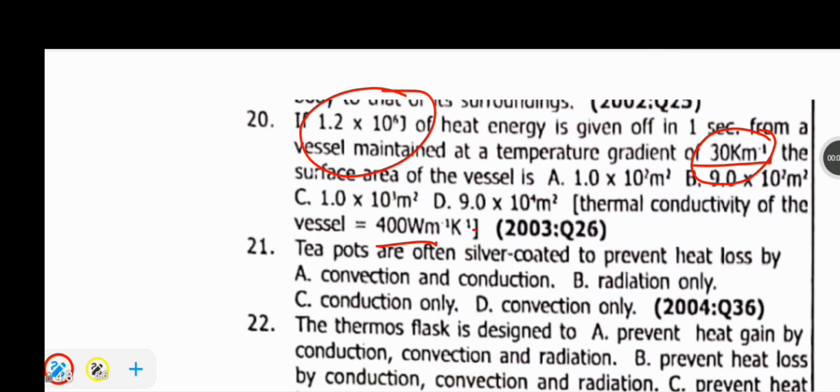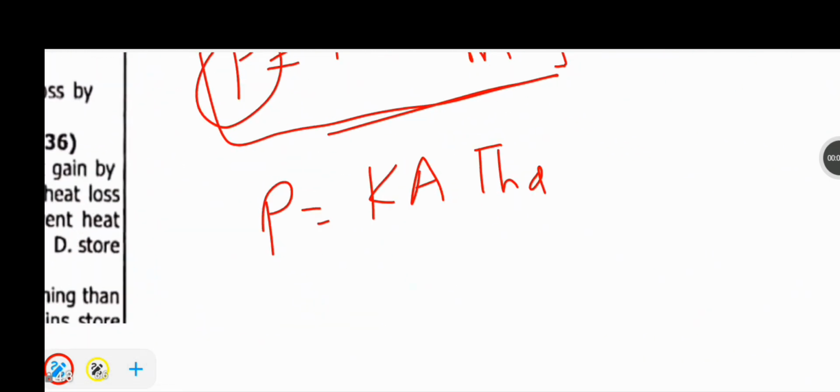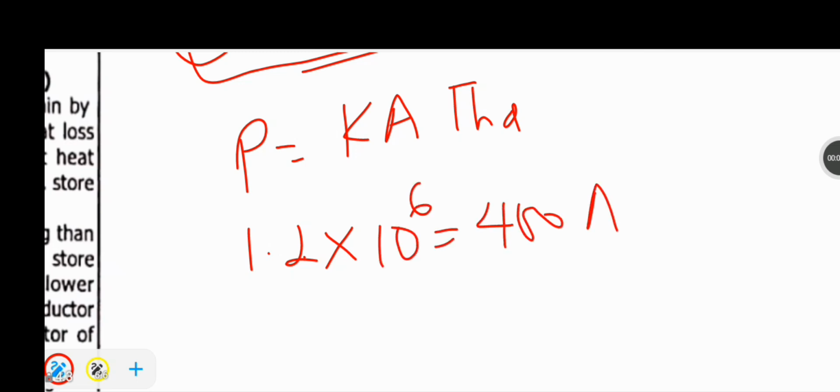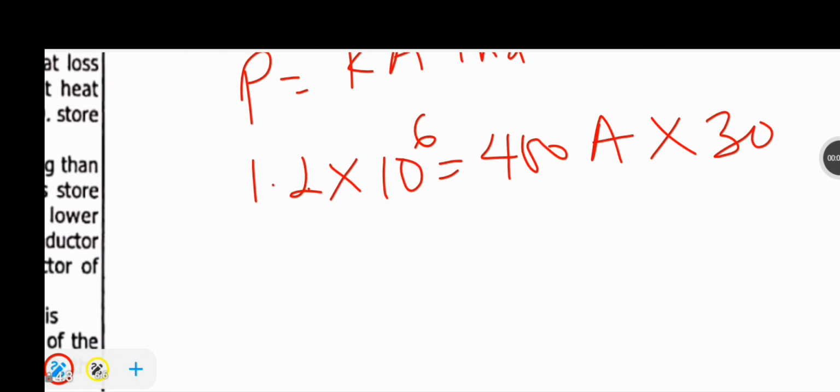Energy is 1.2 times 10 to the power 6. This is the time. This is K. So just substitute into the formula and get your answer. Your K is 400. You're told to find A, and your thermal gradient is 30. So you're looking for A, which is straightforward. 400 times 30 will give you 1,200.